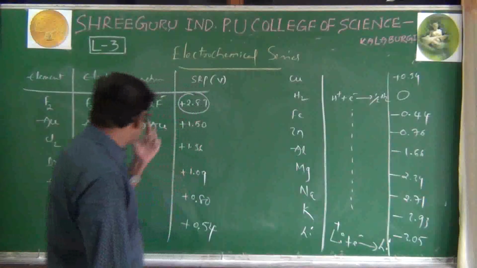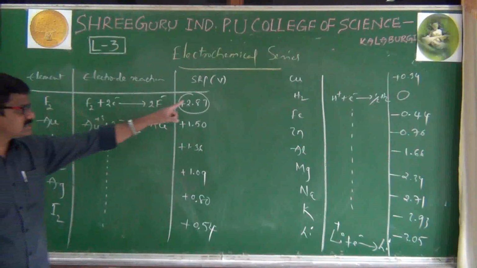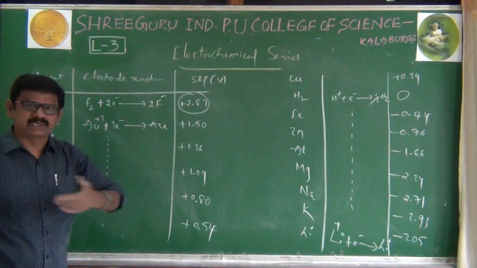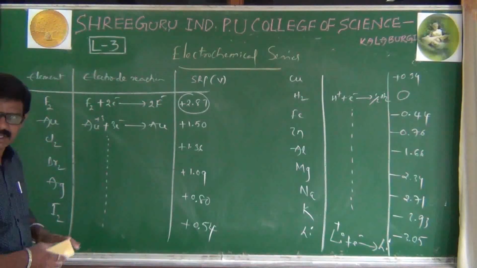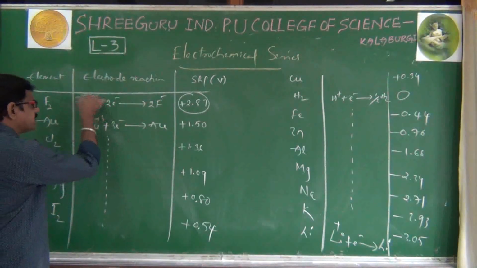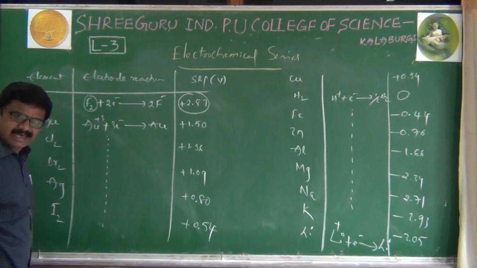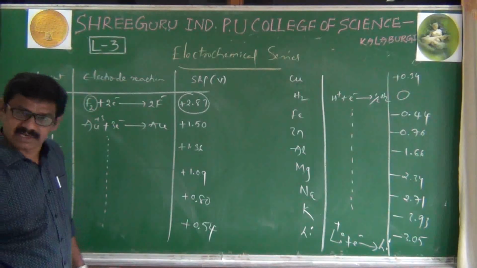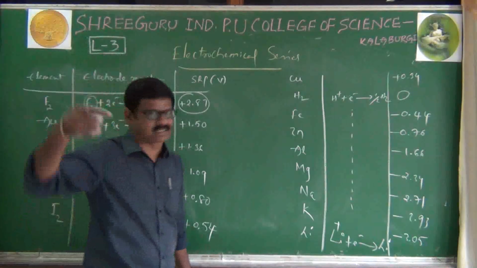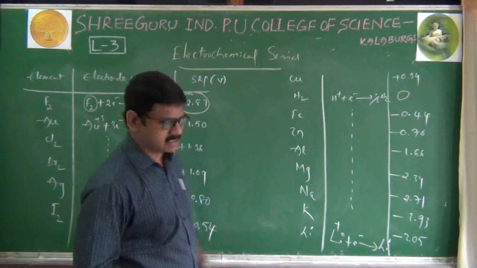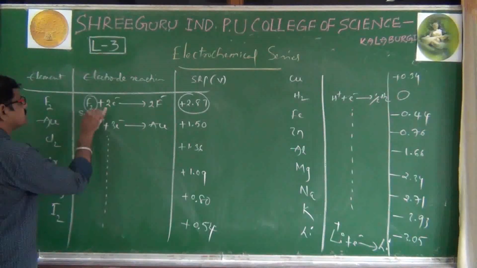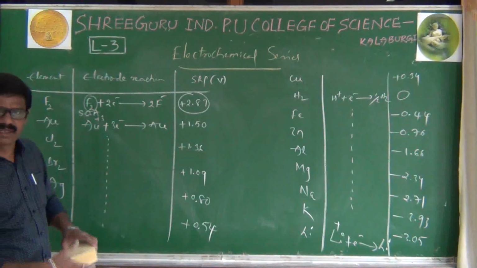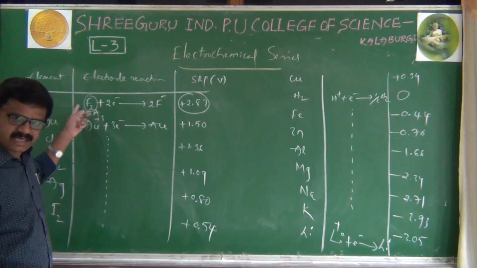Now, fluorine has the highest SRP value in the entire electrochemical series. That's why fluorine always undergoes reduction only. An element which itself undergoes reduction is called an oxidizing agent, because an oxidizing agent oxidizes others and itself undergoes reduction. That's why we can say fluorine is the strongest oxidizing agent, no doubt in that.